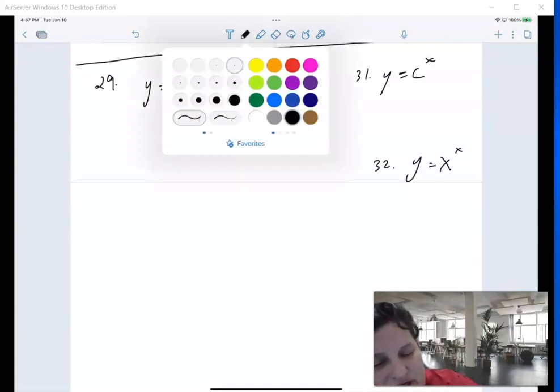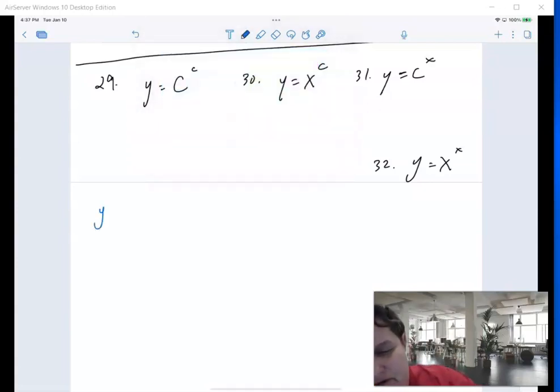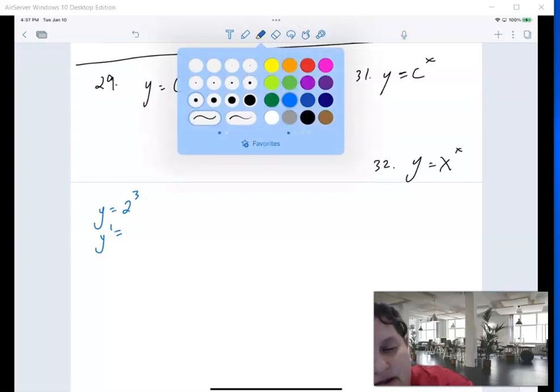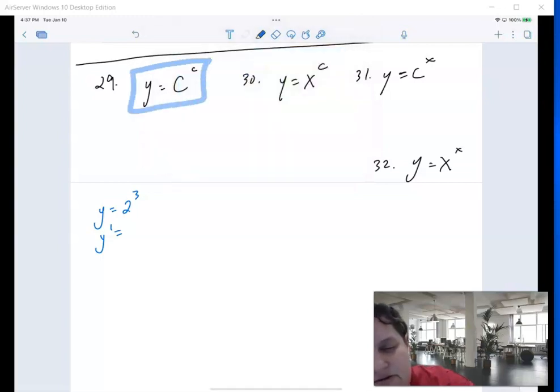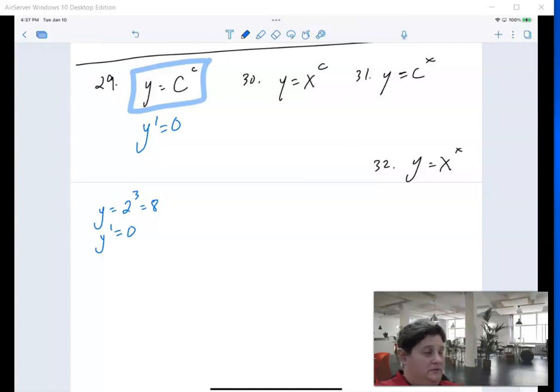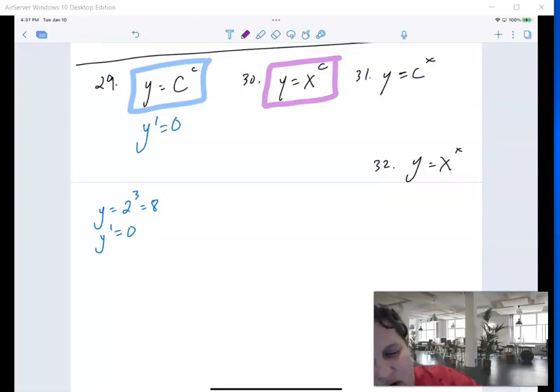Now, it's really hard just looking at these. Let's think about this real quick. Let's say y was 2 to the third. What's the derivative of that? That's an example of a constant to a constant. Well, 2 to the third is 8, and the derivative of 8 is 0. And that's going to be true any time you have a constant to a constant. The derivative is 0. Okay, number 30.